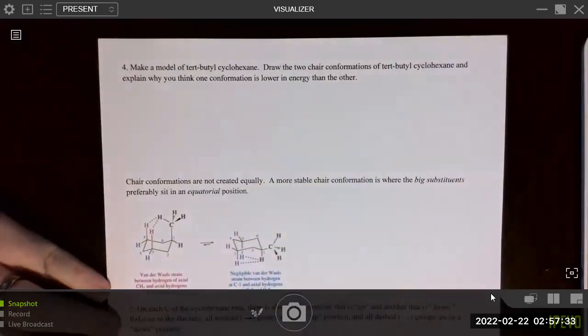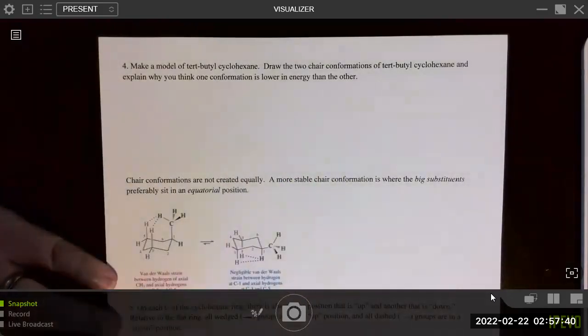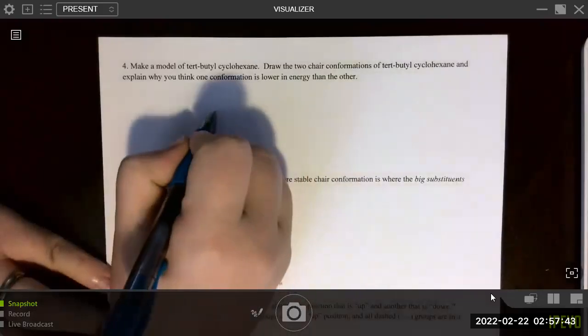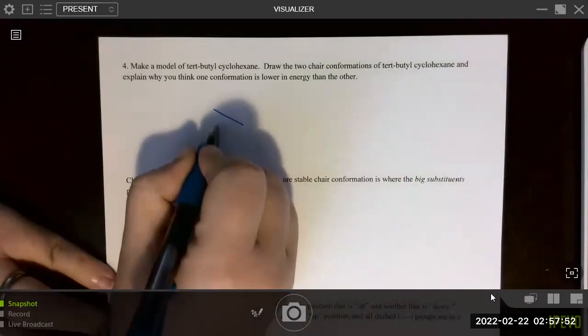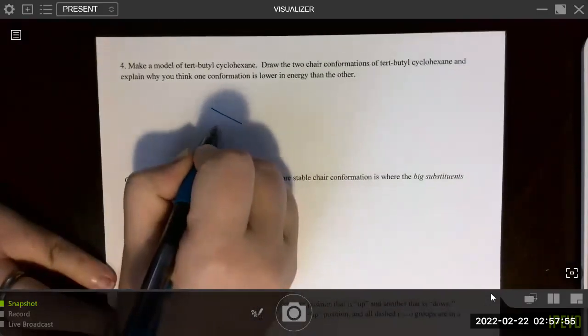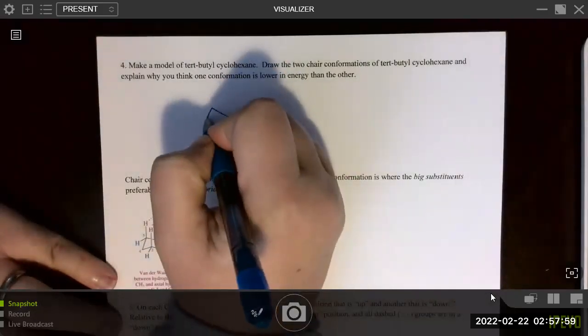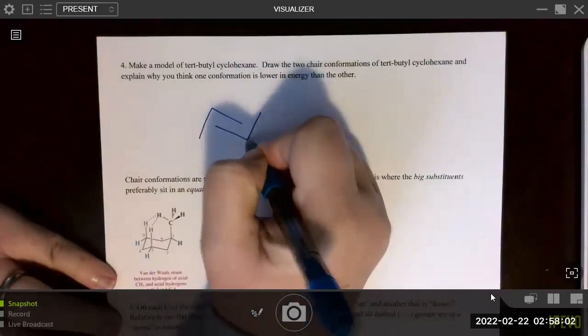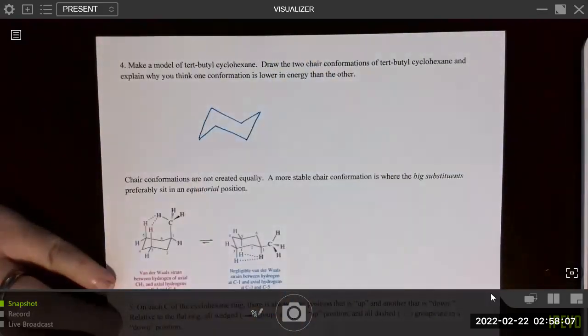And again, if you have trouble seeing this, I encourage you to use your model kit. So when I start from scratch in drawing a chair conformation, I like to draw my two parallel lines. And I can start with one chair, which will go down and to the right. And then slightly lower than that, we'll do a parallel line, something like this, right? And then from here, I can go 90 degrees from the first line and then connect the two. This is one chair conformation.